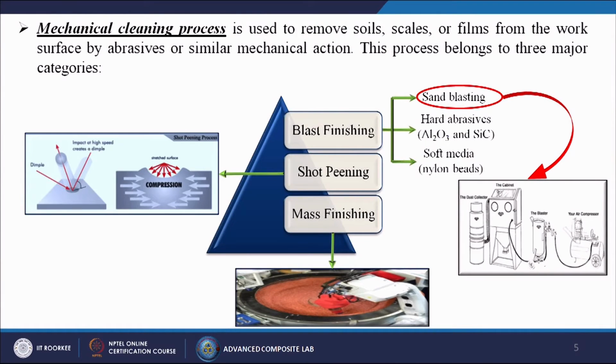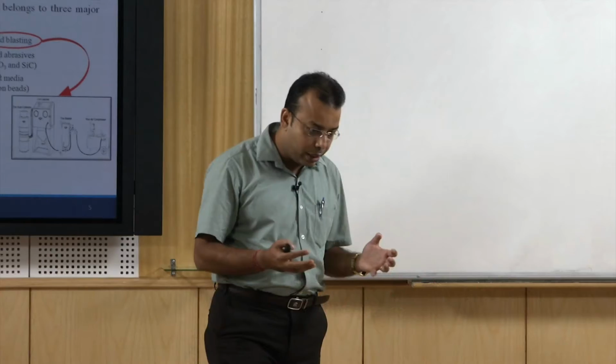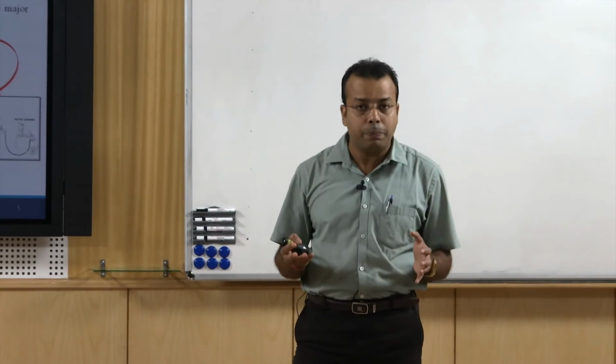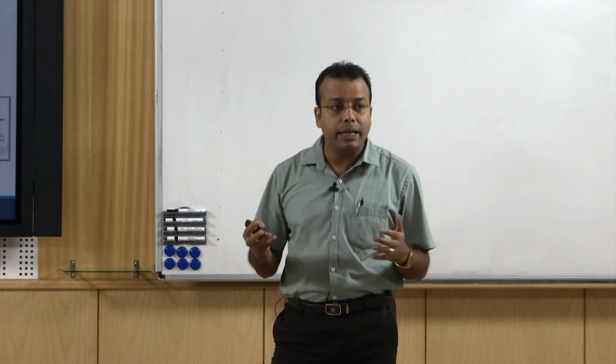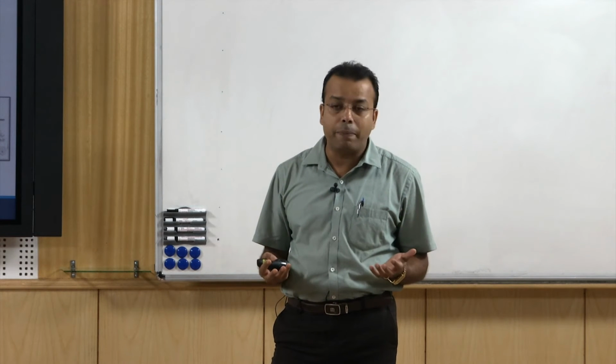So what are those? The first one is called blast finishing. There are several types. It is called sand blasting, with hard abrasives mainly alumina and silicon carbide, and soft media like nylon beads. So it depends upon which type of material you are going to clean. If your material is softer, then you have to take soft abrasive particles, and if your material is harder, then you have to go for harder abrasive particles.